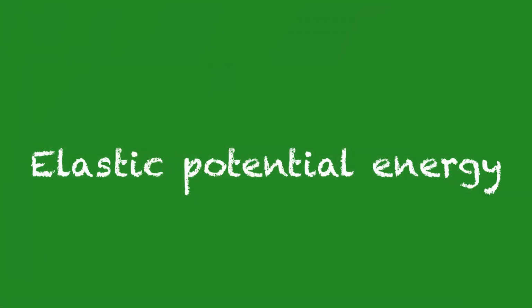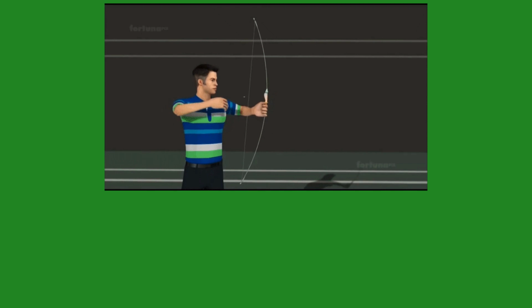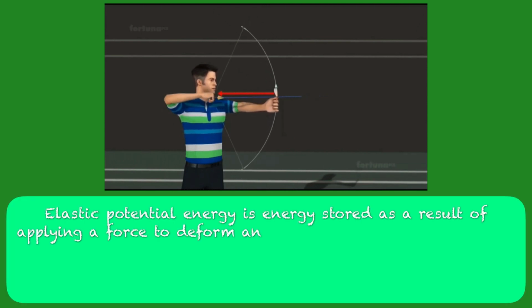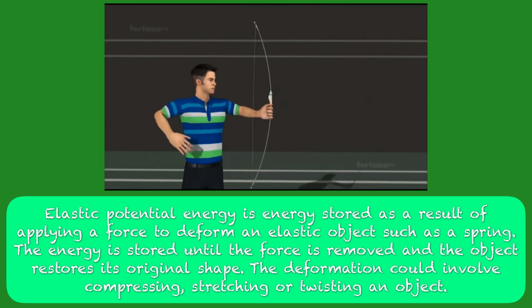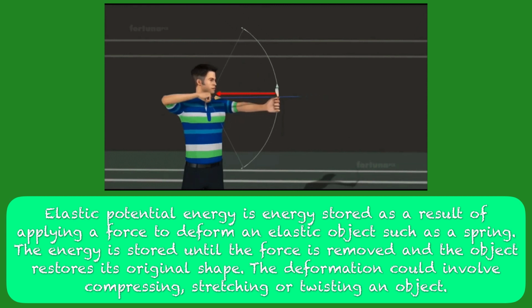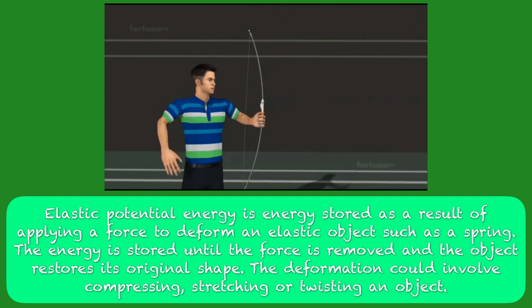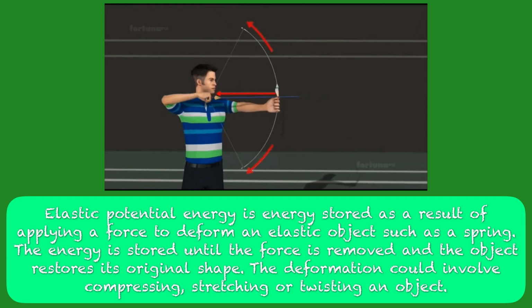Elastic potential energy. Elastic potential energy is energy stored as a result of applying a force to deform an elastic object, such as a spring. The energy is stored until the force is removed and the object restores its original shape. The deformation could involve compressing or stretching or twisting an object. This video will visualize the concept clearly.